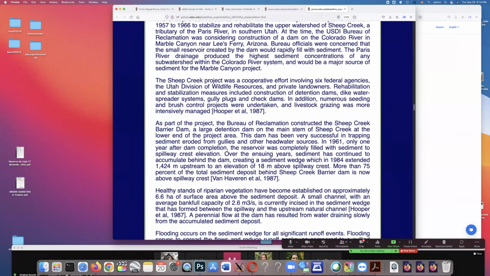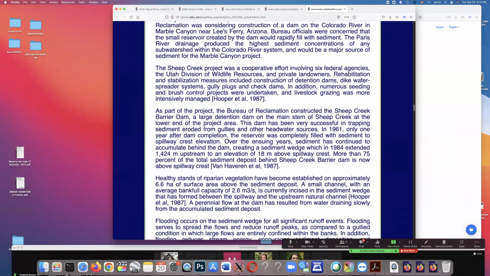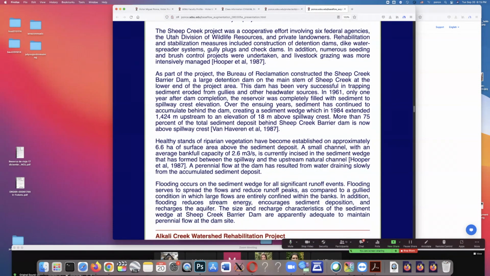There was a gentleman working out of Germany. His name is Professor Junk, J-U-N-K, who wrote a paper in 1989 talking about good sediment and bad sediment. I believe that's the title that he used in his paper. Fascinating paper by Professor Junk out of Germany.